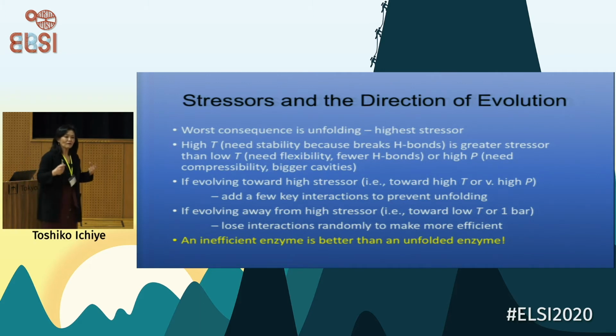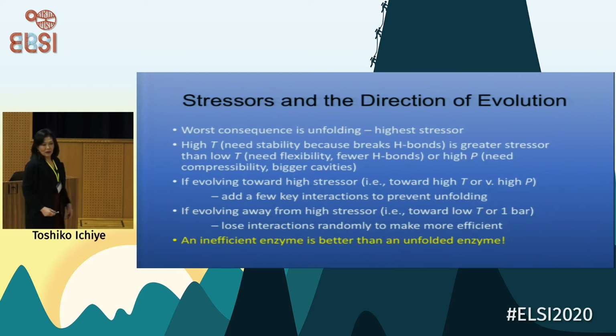If you lose flexibility, that's not good. That's what I've been saying. But it's not so bad as completely unfolding a protein. Probably a protein that is a little bit too rigid is just inefficient. And you can make up for inefficiencies by, one thing, just slowing down your metabolism.